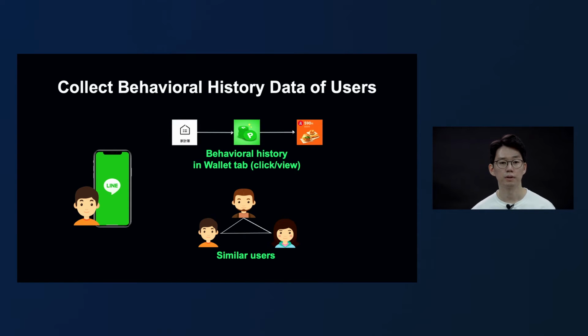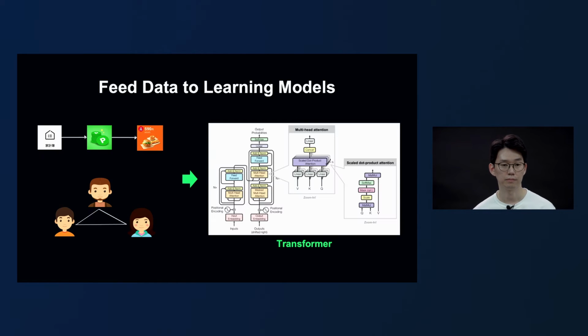First, we collect the user's past behavioral data. This data specifically contains which module the user clicked or viewed on the Line Wallet tab, and the user group who have similar behavioral patterns. And we feed them to a machine learning model called transformer. This transformer model has been successfully applied in various tasks, for example, translators, chatbots, and even image recognition.